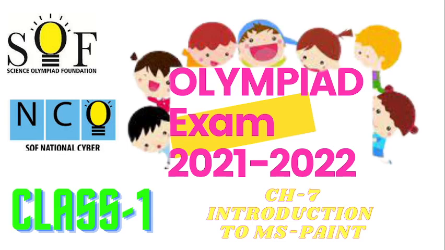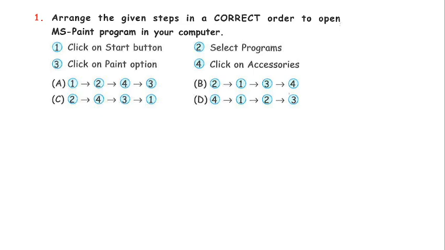So let's start. First question, arrange the given steps in a correct order to open MS Paint program in your computer. So you have to make a sequence. First, click on start button. Second, select programs. Third, click on paint option. Fourth, click on accessories. So tell me the answer fast. How to open MS Paint in our computer?